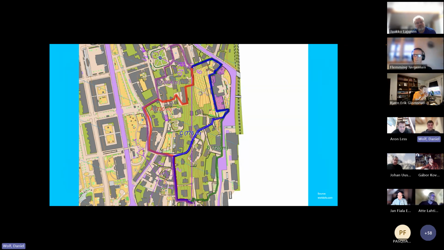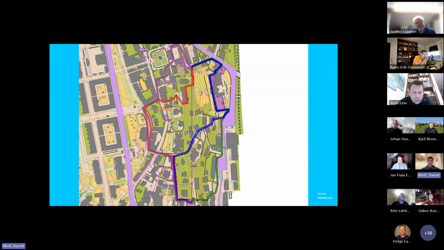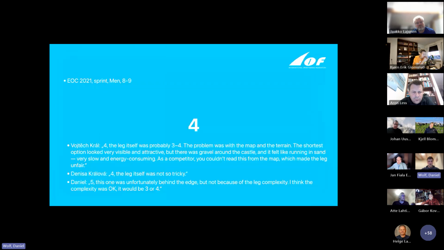Yep. Basically, these are the main variants. The shortest one is the green one, which the athletes also commented was very well visible. The green one is the shortest, but we evaluated this exactly as you did, 4 to 5. So we agreed on number 4.